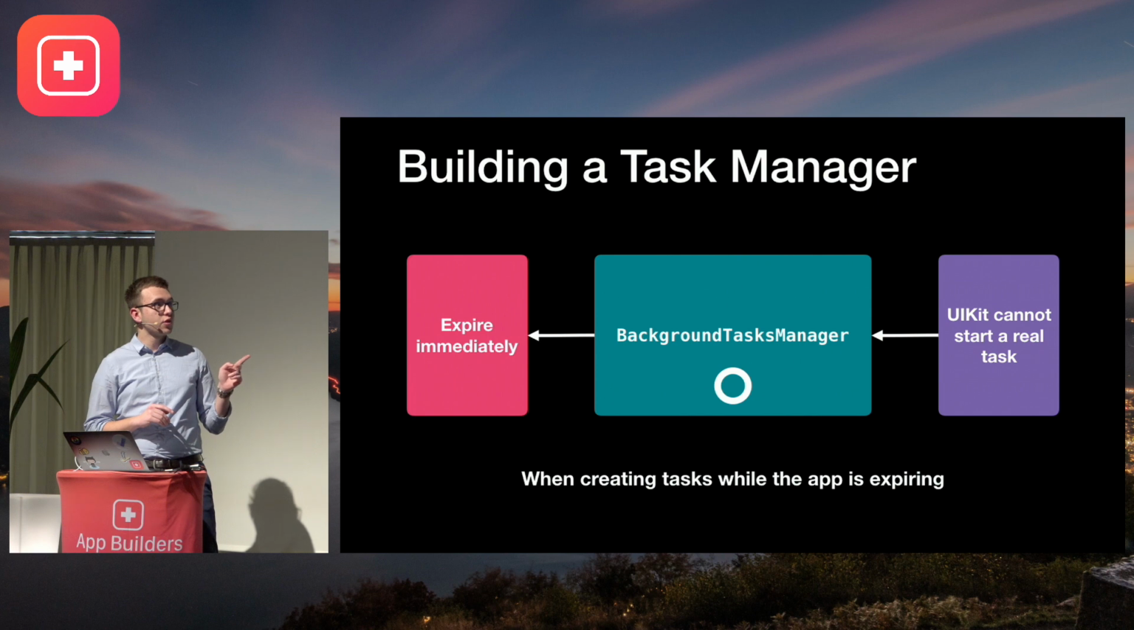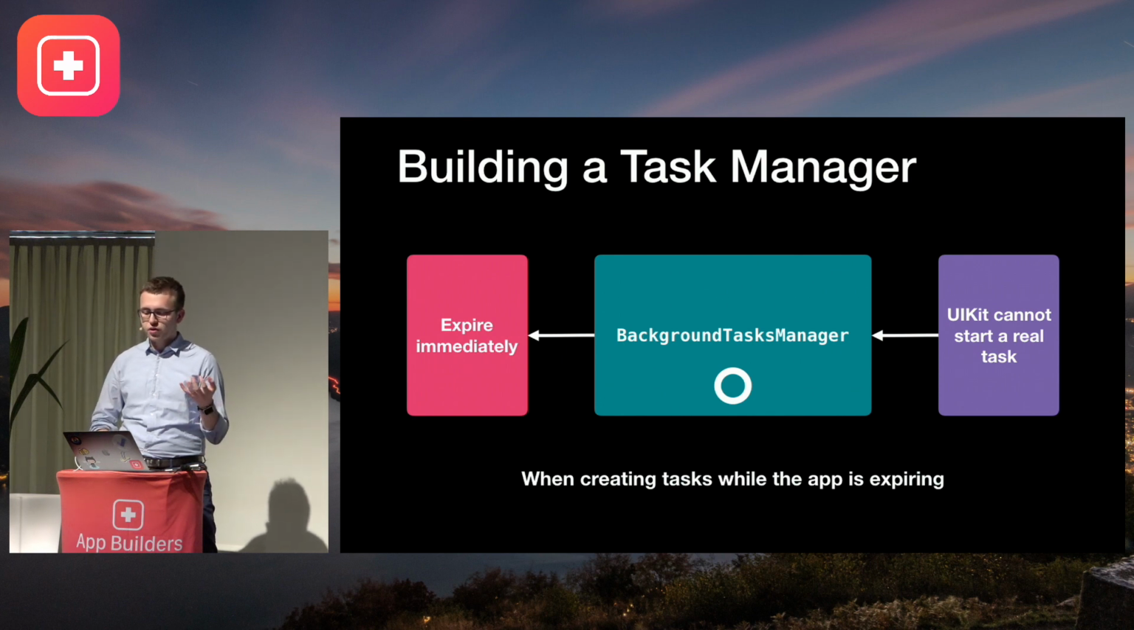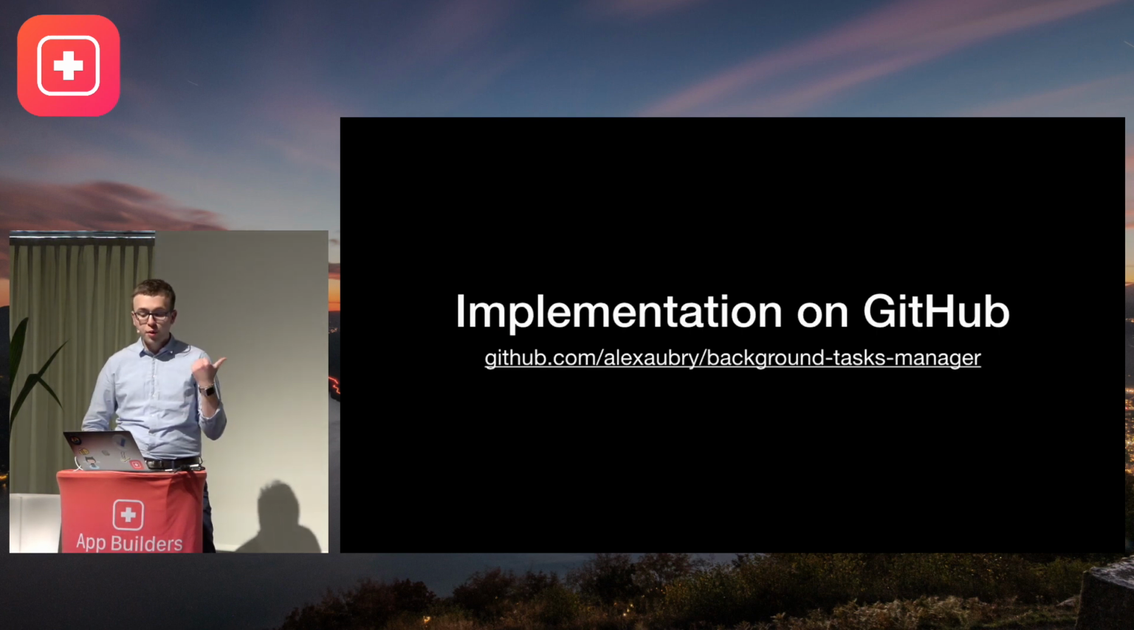And also a nice thing that you can implement is if you try to start a task and you get an invalid ID from UIKit, you can block the code from running and tell it to execute the expiration handler immediately, and this is going to avoid crashing after the app expired with the 8-food code. I have published an example implementation on GitHub if you are interested in checking it out after the presentation.